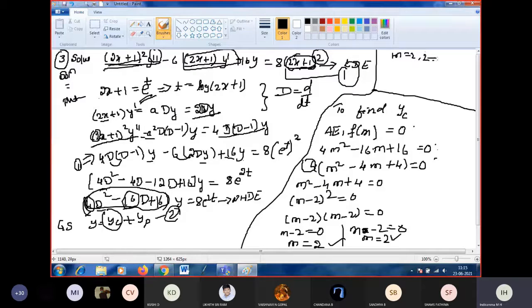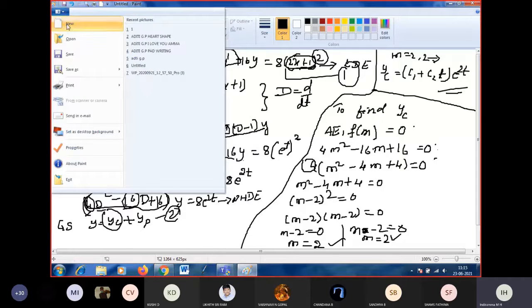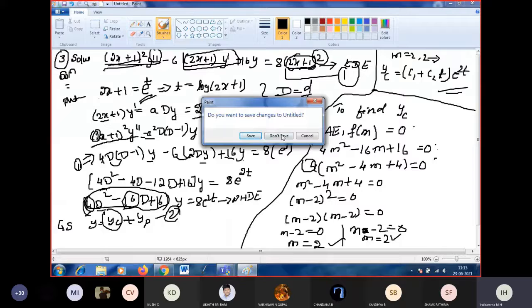What is the nature of the roots? Real and equal. So how to write YC? C1 plus C2 t into e to the power 2t. Okay, this is our YC. Is there any doubt in finding YC? No, ma'am. So shall I go to the next page to find YP?